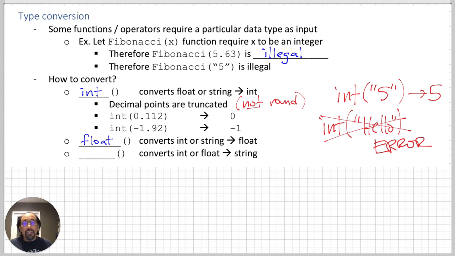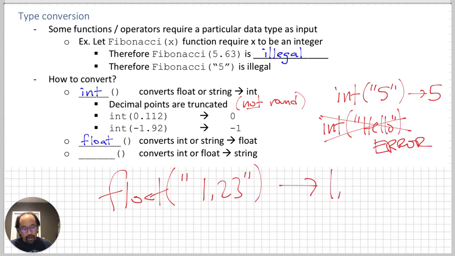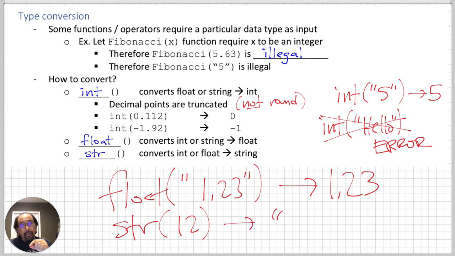Okay, we also have functions called the float function that will turn a string into a floating point. So I could do something like float of 1.23, and that returns the value 1.23 as a floating point value. I could also turn numbers into a string. So if I had string of 12, the output of this function is this string that has the characters 1 and 2 in it. Okay?